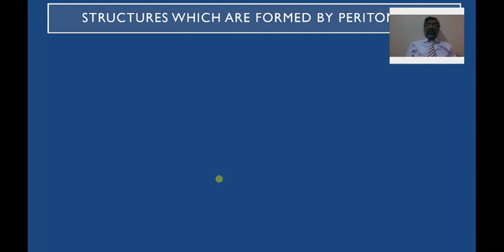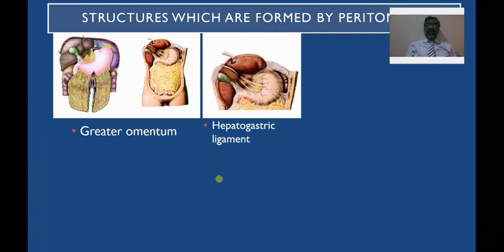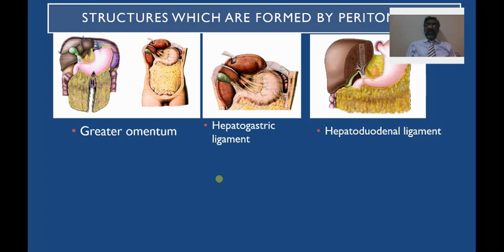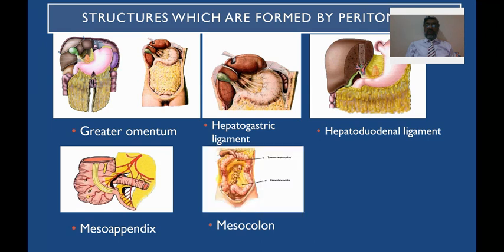So there are some structures which are formed by the peritoneum. What are those? It is the greater omentum, like this. Then hepatogastric ligament, which is a part of lesser omentum, like this. Then hepatoduodenal ligament, which is also a part of the lesser omentum, like this. Then mesoappendix, like this, and mesocolon like this. So these are the various structures which are formed by the peritoneum.